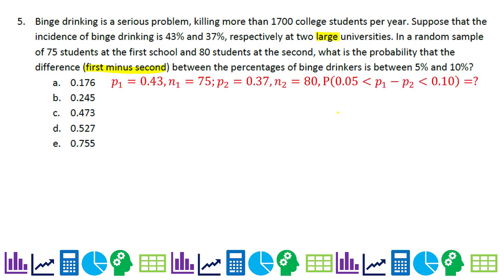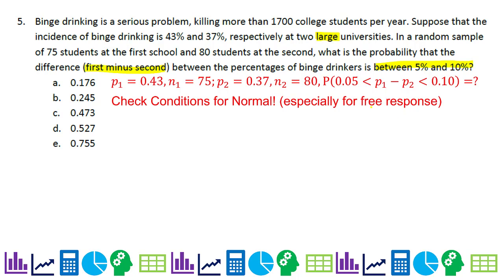So first of all, let's write down all the values we know. There's a proportion 0.43 from 43%. Our sample is 75 for the first university. And then for the second one, it's 0.37 and a sample size of 80. And we're curious of between 5 and 10%, which would be 0.05 and 0.10. So we need to check conditions for normal, all right?